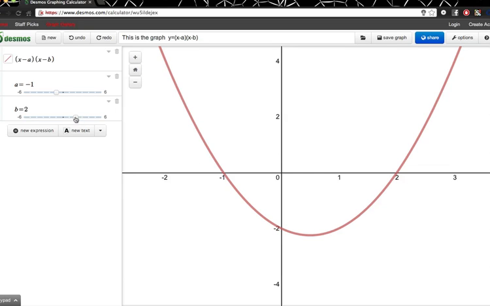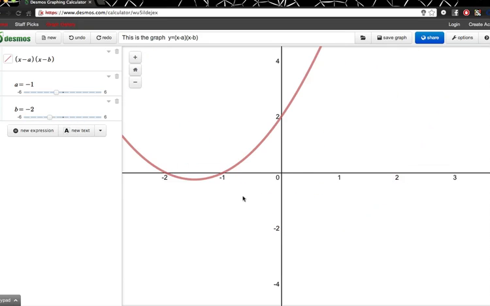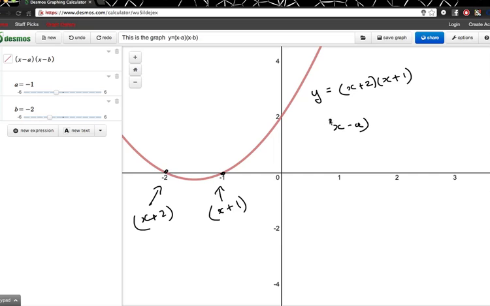We could make both of these values negative. This would correspond to a factor of x plus 2. This point here would correspond to a factor of x plus 1. The equation of this graph would be y equals x plus 2 times x plus 1, or the way it's written, x minus a, x minus b, where a is minus 1, b is minus 2.